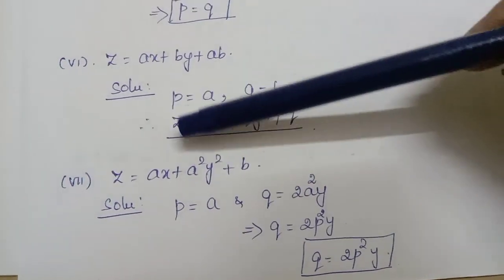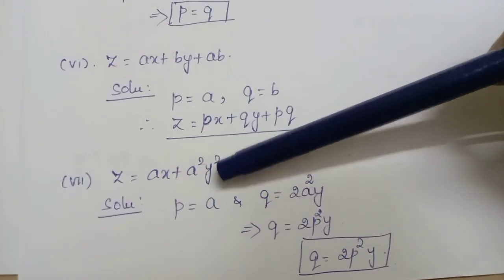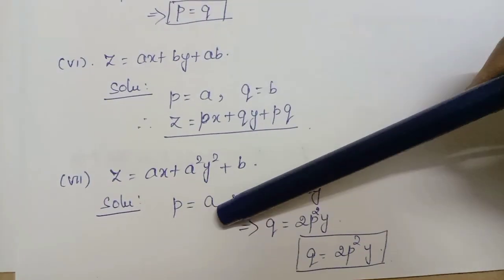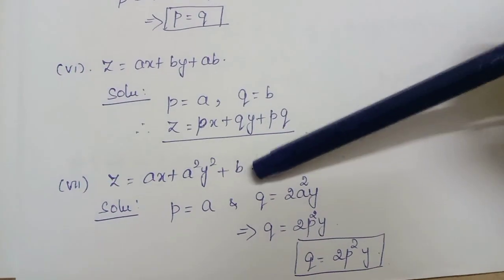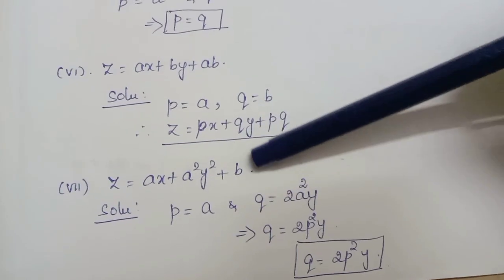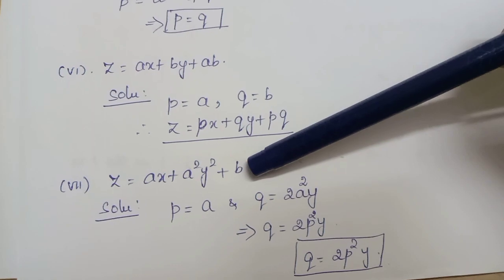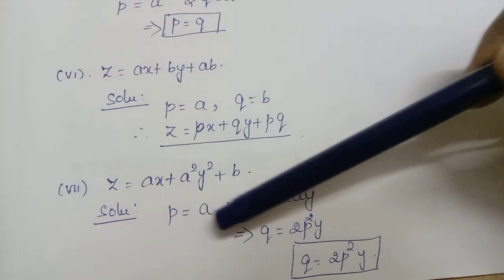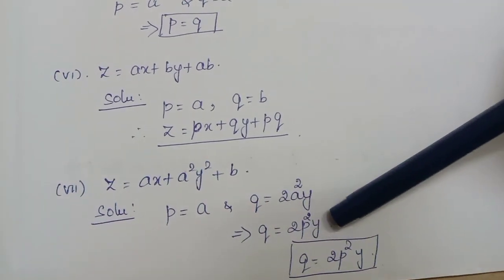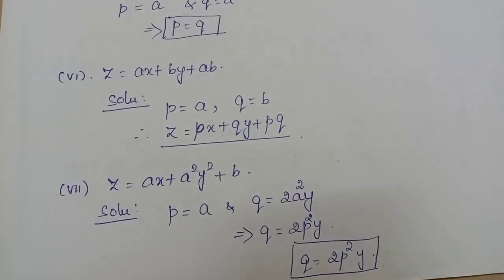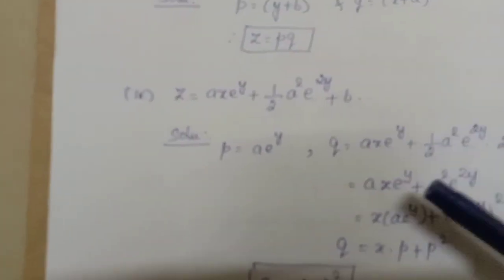Right? Next problem, z equal to ax plus a square y square plus b. So when you differentiate with respect to x, p equal to simply a and q equal to 2a square y. See here also I am having this b which is not associated with any of the variables. So it's not possible to find the value of b. So simply I'm going to eliminate a from these two equations. So instead of a, you put p. So what will you get? q equal to 2p square y. Okay, that's all. Then next problem.